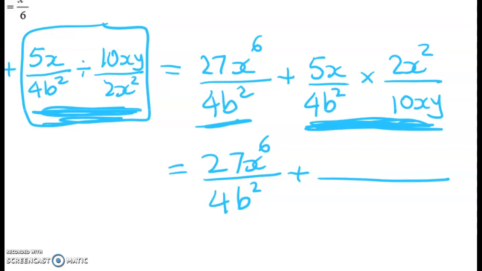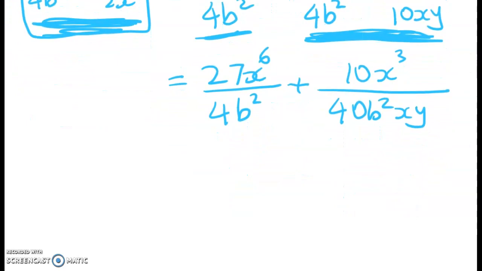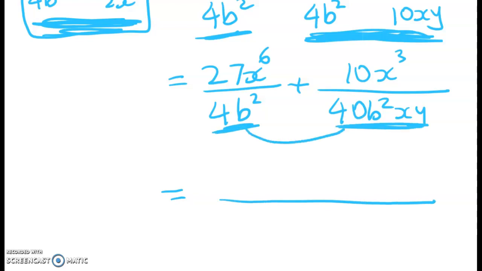Okay, so multiplying the denominator here, we get 40b squared xy. Multiplying the numerators gives me 10x cubed. Right, now the next thing I have to do is to find a common denominator. So I've got this and I've got this. If I times this by 10xy, I have a common denominator. So my common denominator is going to be 40b squared xy.